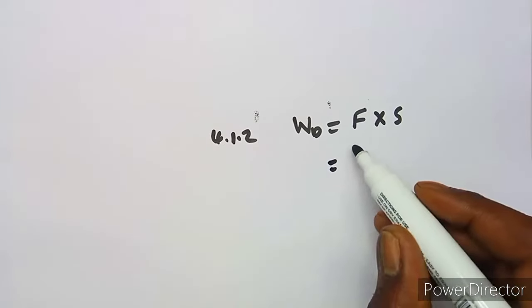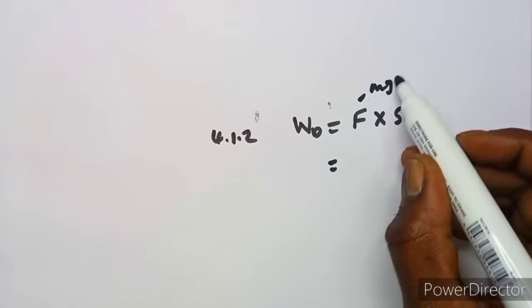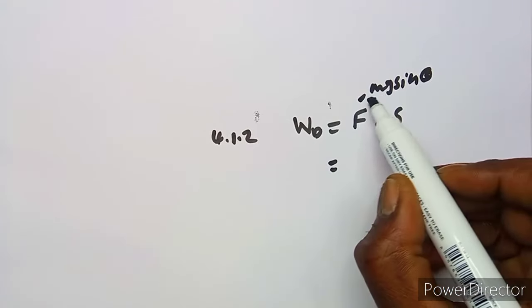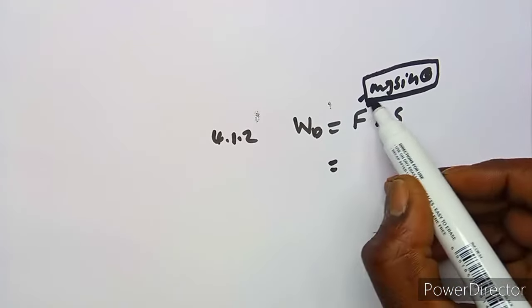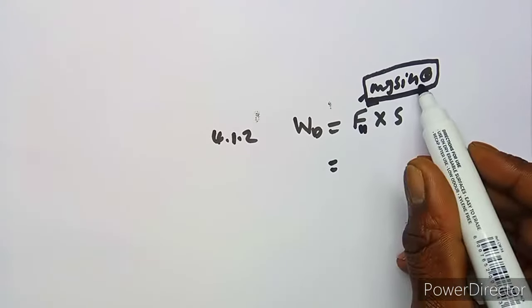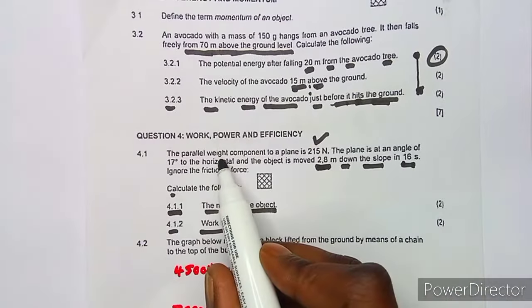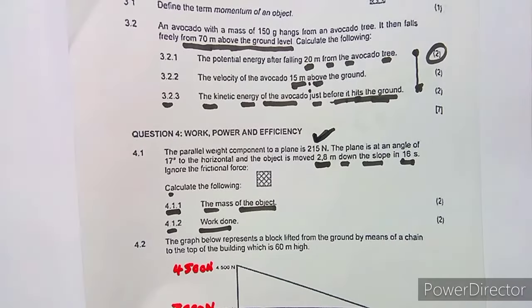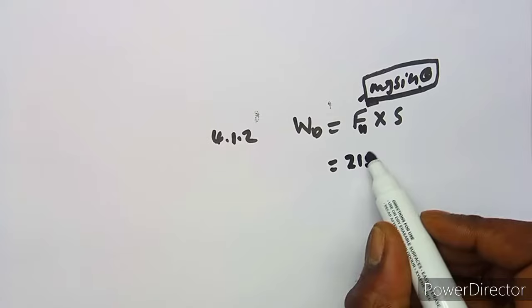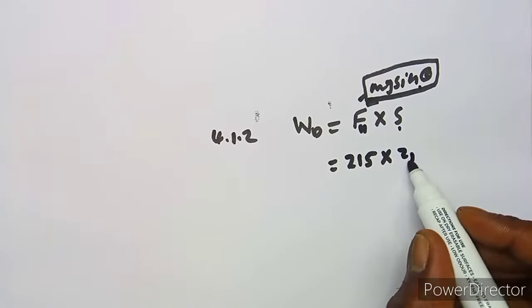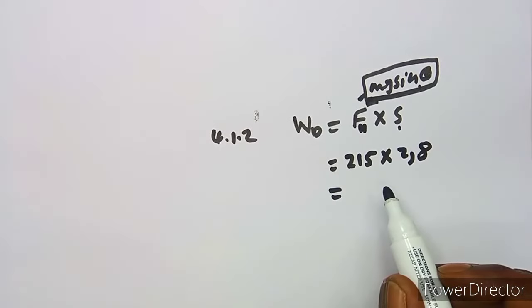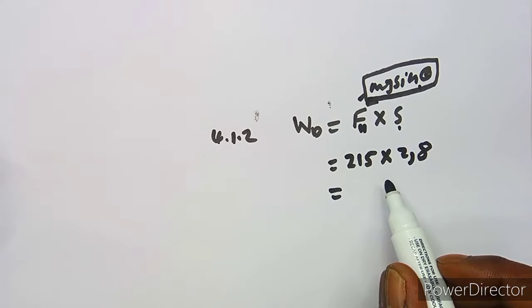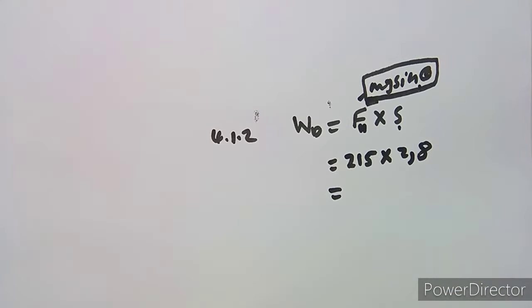So this force that we are talking about is the one that is in the parallel component, which is mg sine theta. We're not going to calculate it, because this parallel component, mg sine theta, your parallel weight component, is already given as 215. So we are going to have 215 times the distance which was moved, which is 2,8 meters. We multiply by 2,8, which is the distance there. So that's what you're going to have.